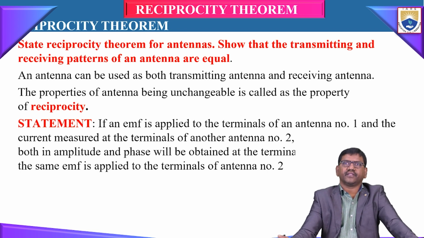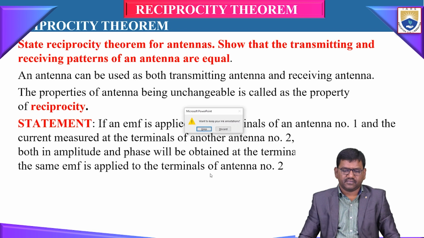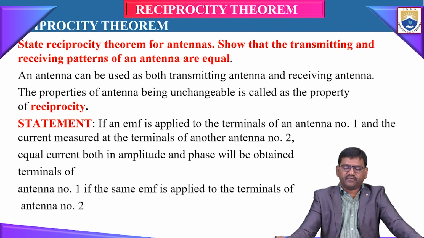The first one is, if an EMF is applied to the terminals of antenna number 1 and the current is measured at the terminals of antenna number 2, then an equal current, both in amplitude and phase, will be obtained at the terminals of antenna number 1 if the same EMF is applied to the terminals of antenna number 2.